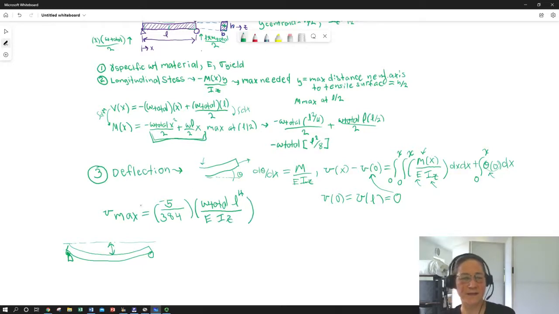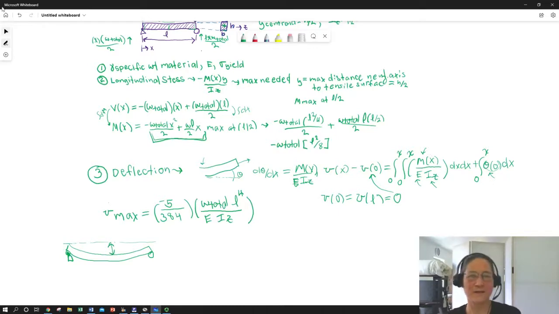So basically, to get this, I only needed my expression for moment as a function of position along the beam. My elastic modulus, tensile modulus, and moment of inertia for the cross section don't change with position. It's a uniform beam. If they did, they would just end up in the integral, but they're not, so these can actually come out. And so I'm just integrating this expression twice and then using these boundary conditions. So basically, I now have what I need to calculate longitudinal stress and deflection.